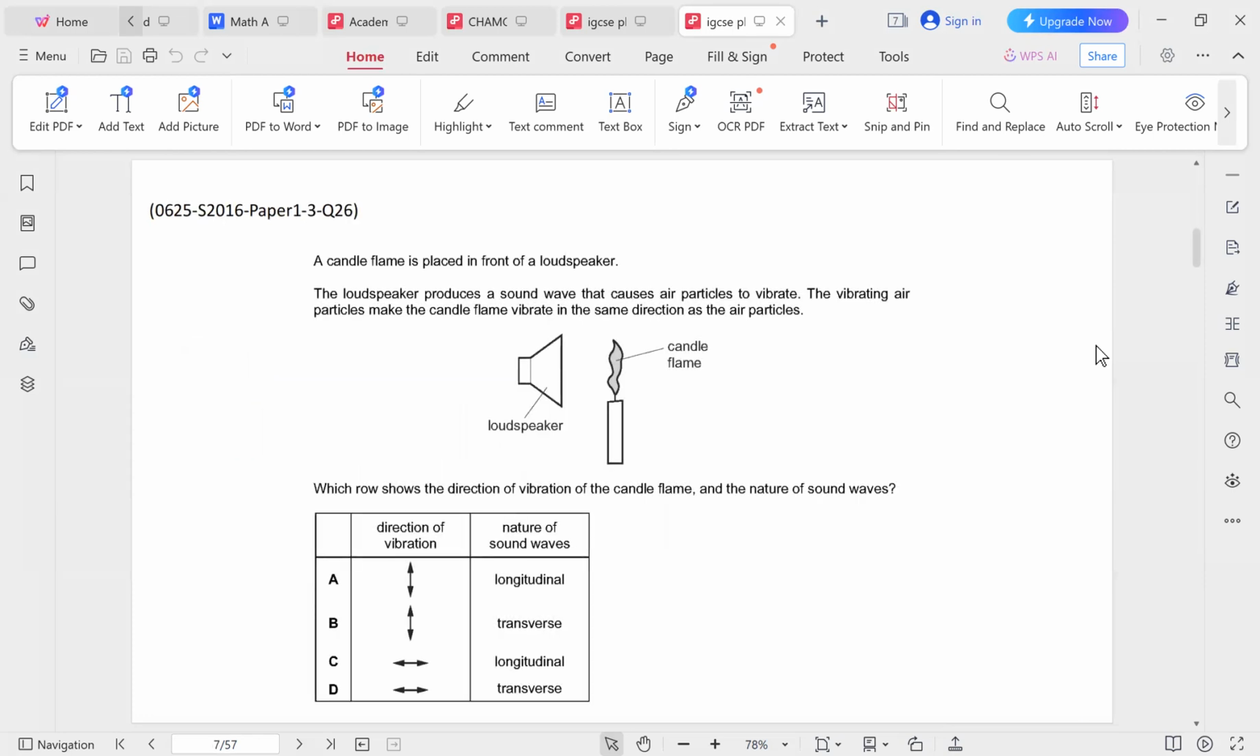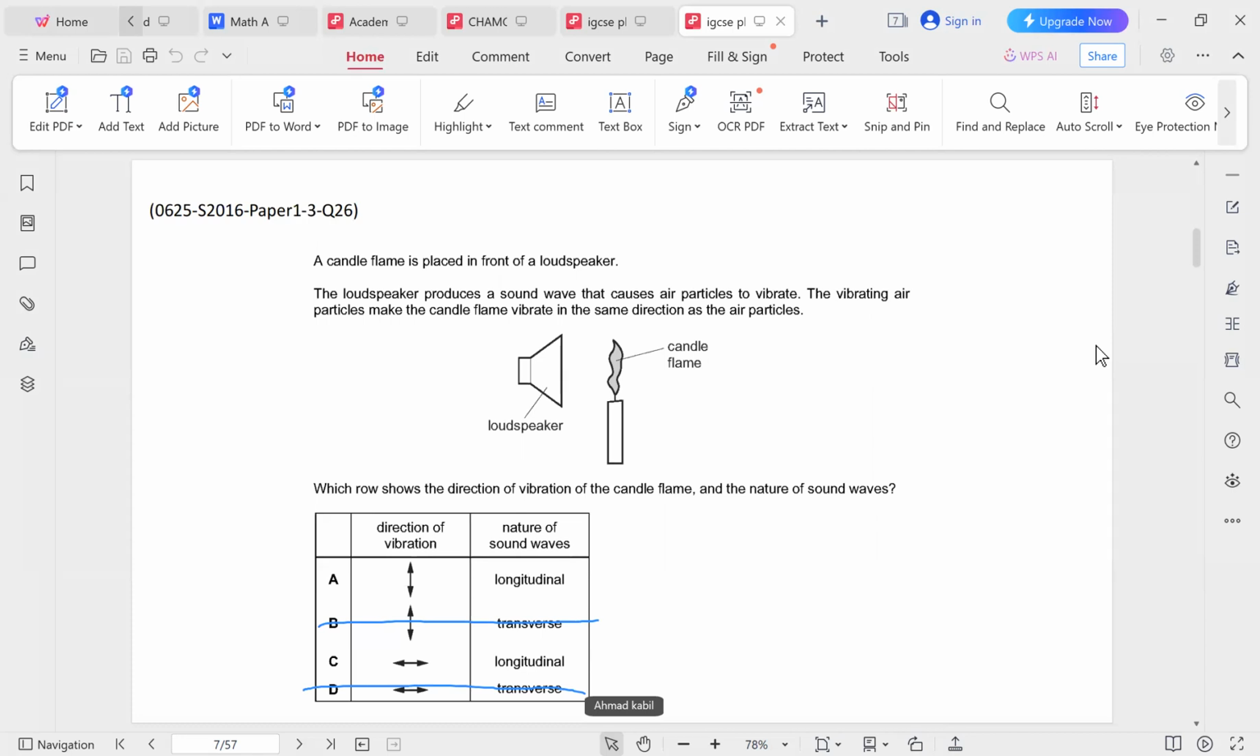A candle flame is placed in front of a loudspeaker. The loudspeaker produces a sound wave that causes air particles to vibrate. The vibrating air particles make the candle flame vibrate in the same direction as the air particles. Which row shows the direction of vibration of the candle flame and the nature of sound waves? So like we said, sound waves are longitudinal, not transverse. So we can automatically cross out B and D.